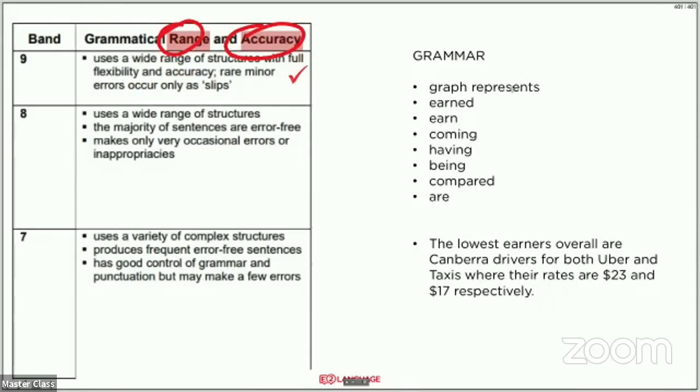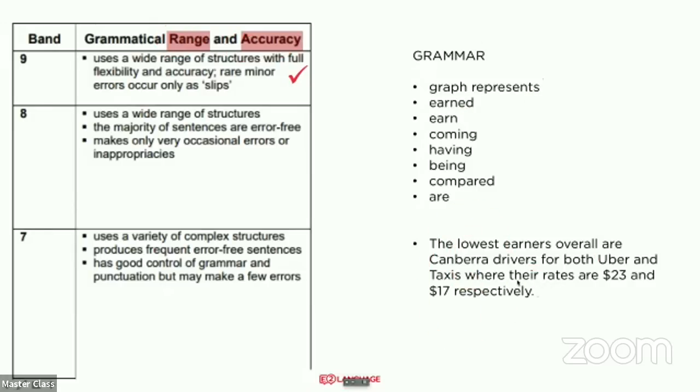So yes, the graph represents. If it's 2 graphs represent, for example, get your grammar right. Earned, past tense, versus earn. Coming, having, been, compared, are. The lowest earners overall are Canberra drivers for both Uber and taxis, where their rates are $23 and $17 respectively. They're referring to the 2 taxis and Uber. Drivers referring to more than one. There's a lot of grammatical information in here and it needs to be accurate.